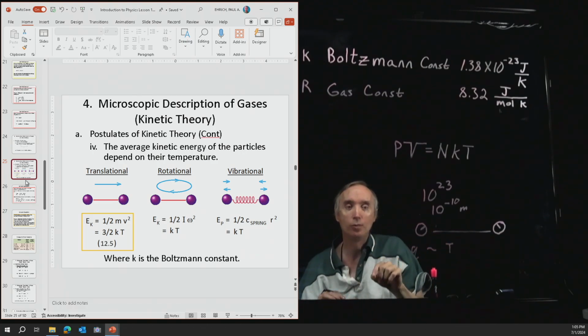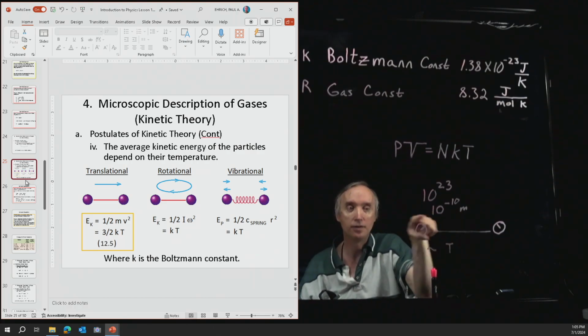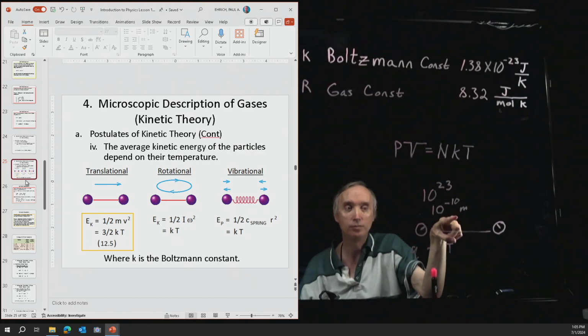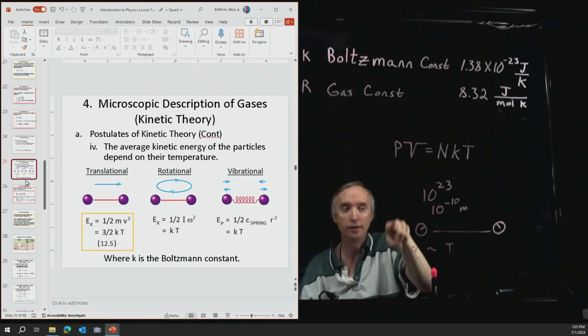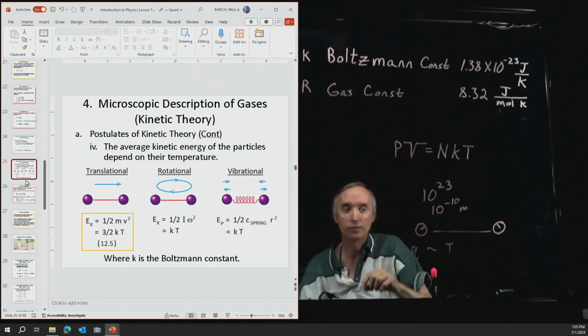Now you might be wondering, where's the 3 coming from? So it's 3/2 kT. That 3 is because something can be moving in this direction, but couldn't it be moving this way? And also, couldn't it be moving this way? So there are 3 dimensions that this thing could have as it's moving around. So that's why it's got 3/2 kT in there.